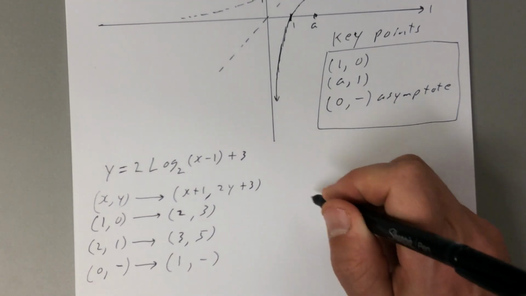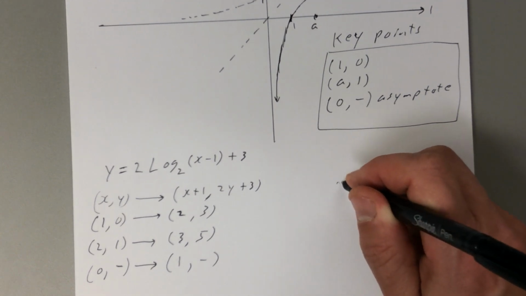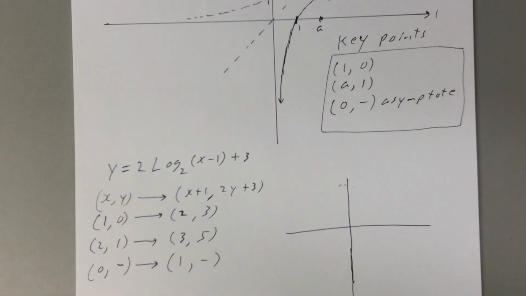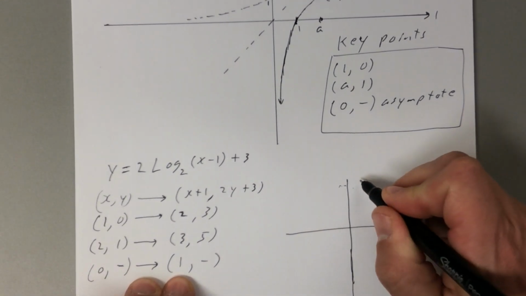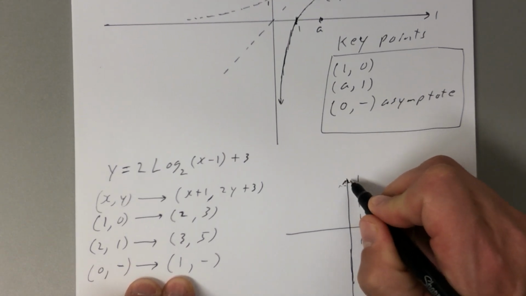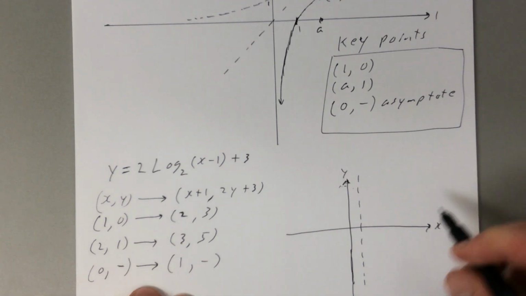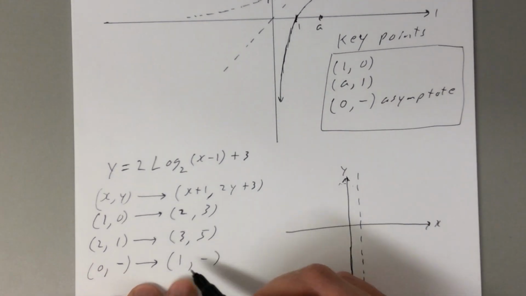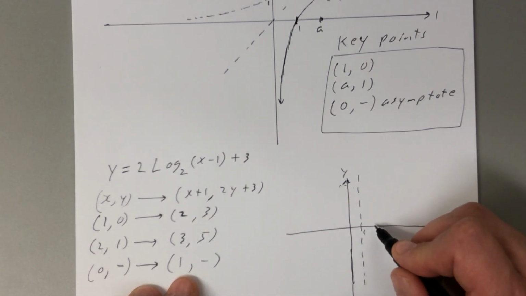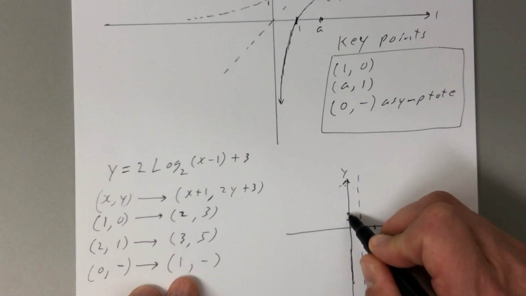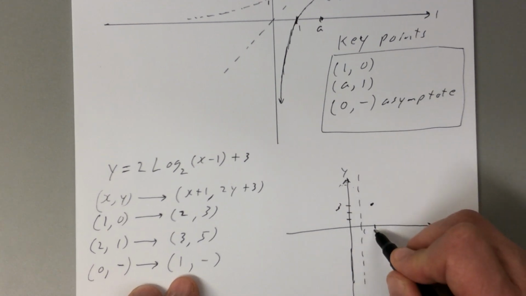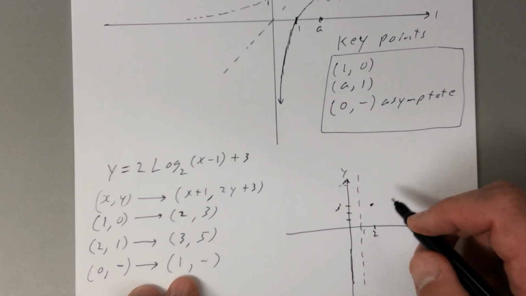Okay? Now, if I want to graph this, well, I'm going to look at these points. Okay? So I have a vertical asymptote at x equal to 1, so I'm going to put that in. And then I'm going to plot these points. So at 2, 3, I'm going to go over to 2, and 1, 2, 3, plot that point. Okay, so there's 2, 3. And then at 3, 5.